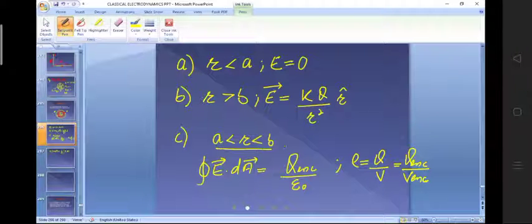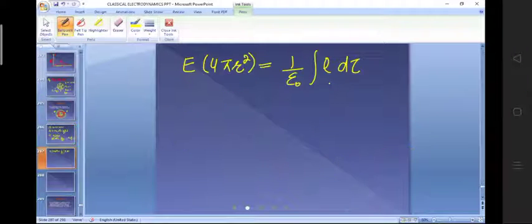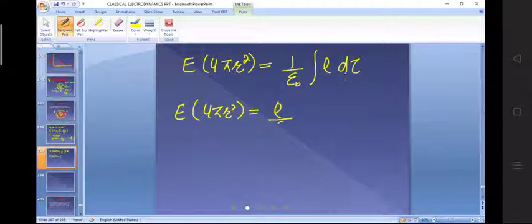Otherwise, in general, this equation is not true. But this is always true, whether rho is constant or not constant. If it's constant, you can simply pull it out. Okay, so here we are. So this electrostatic field E into 4 pi R square will be equal to this constant, rho divided by epsilon naught.